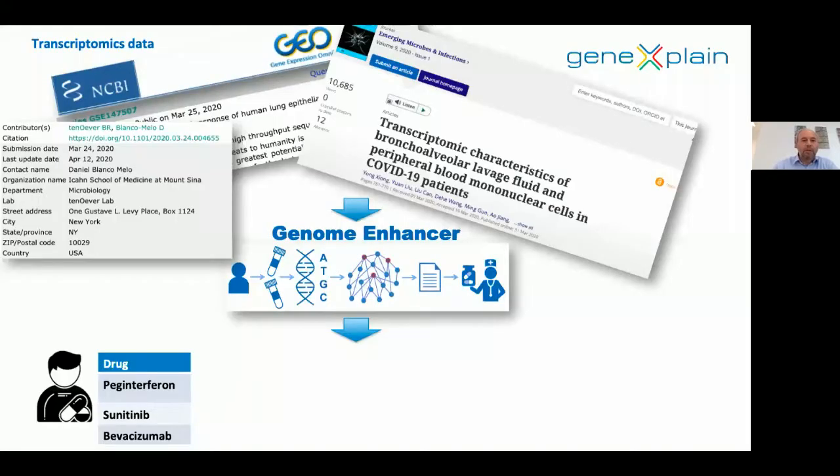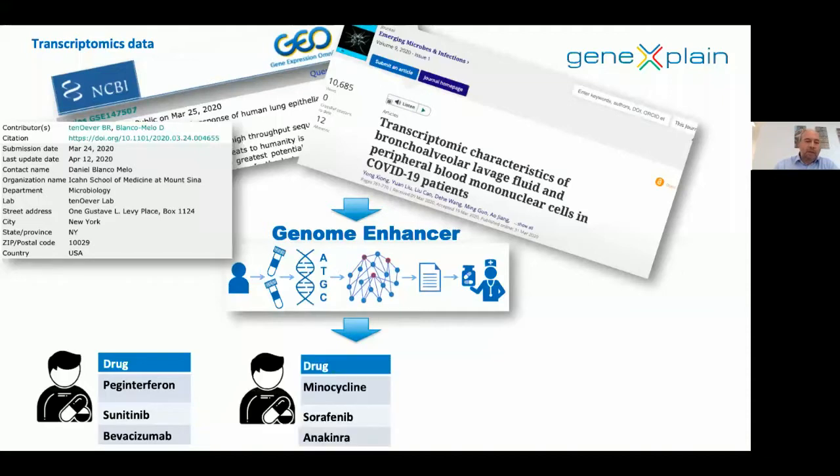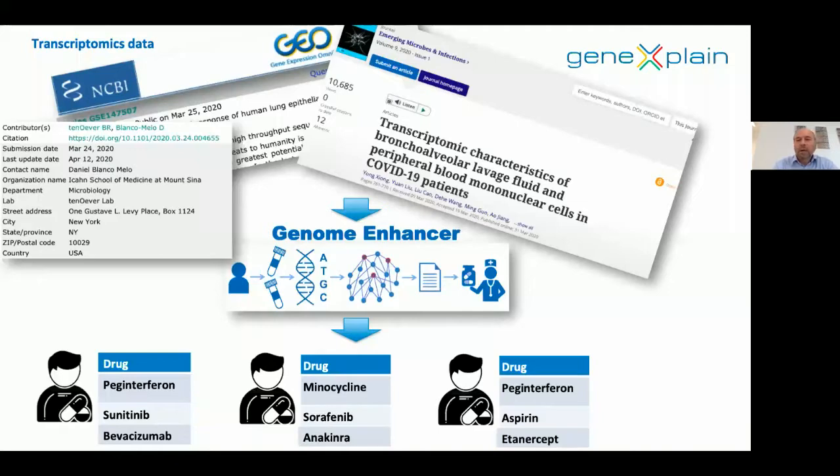In the first paper, one patient was analyzed, and in the second paper, there were two patients. So in total, we have data from three patients. For each patient, we get different sets of drugs, which are shown here in this picture, the top 3.